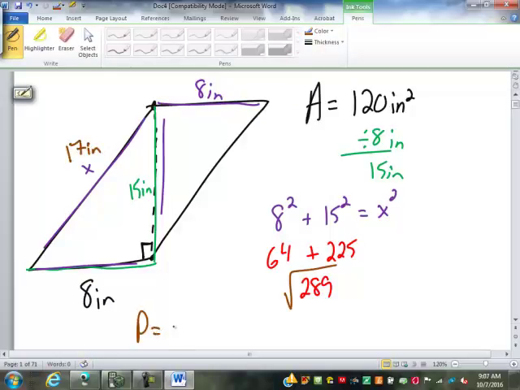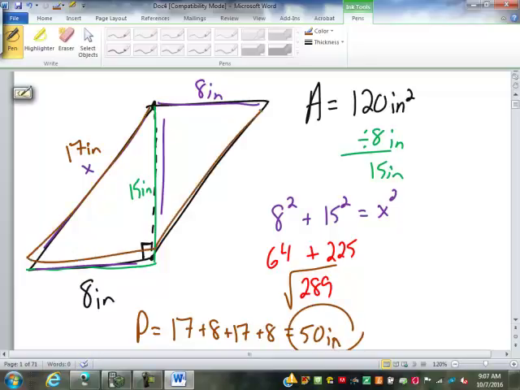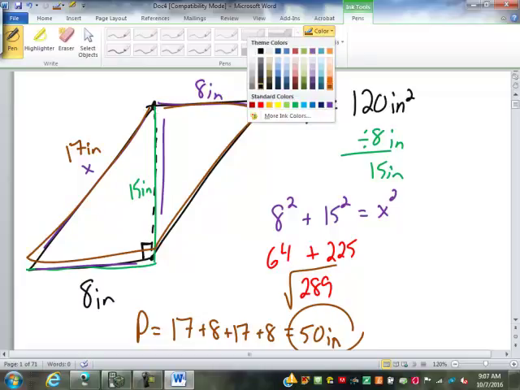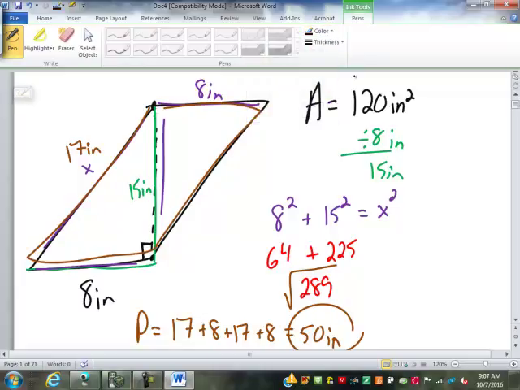So I get a perimeter 17 plus 8 plus 17 plus 8, otherwise known as 50 inches. How many got that one? Cool.